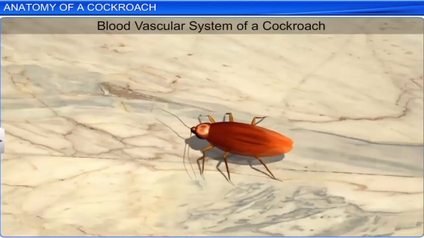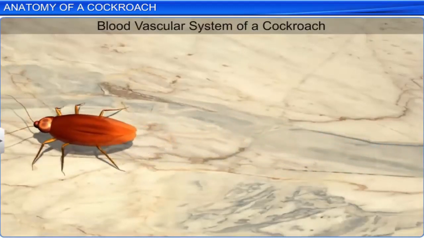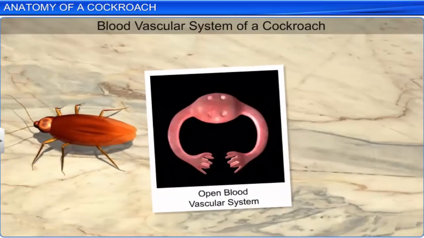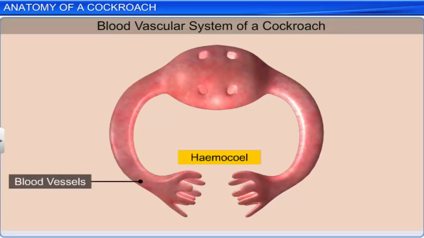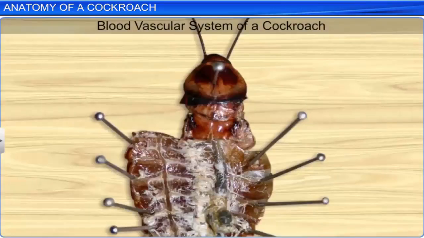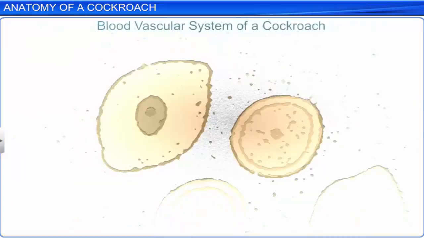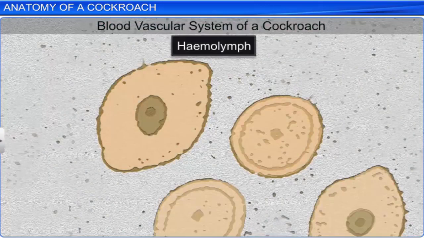The anatomical study also includes the blood vascular system. Cockroaches have an open blood vascular system with poorly developed blood vessels that open into a hemocoel or open body space. The visceral organs situated in this hemocoel are immersed in blood or hemolymph, which consists of colorless plasma and hemocytes.